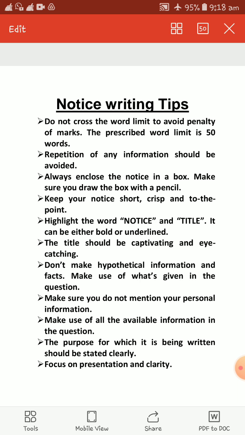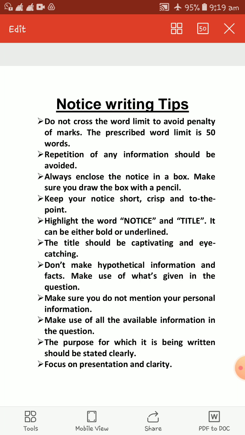And last but not the least, I told you the presentation should be very good, top-notch presentation. And you should look after the presentation, and also you should look after the clarity. And one important thing, don't make any grammatical errors. Okay, grammatical errors you should not make. If you make them, then again your marks will be deducted. So you have to focus on the clarity, and you have to focus on the overall presentation of the notice. If all these things are done properly, then you can get the full marks in notice writing.